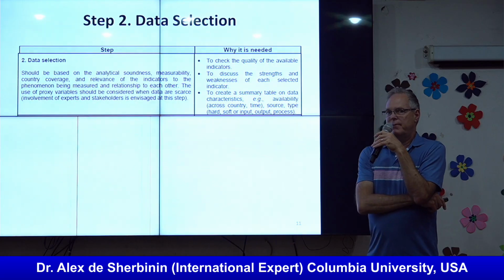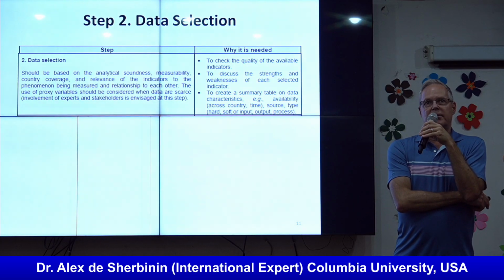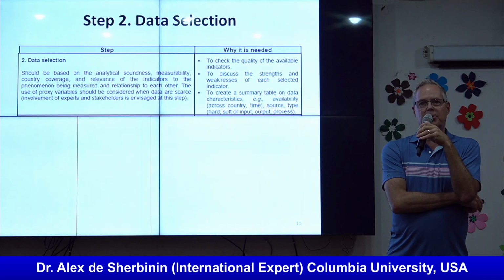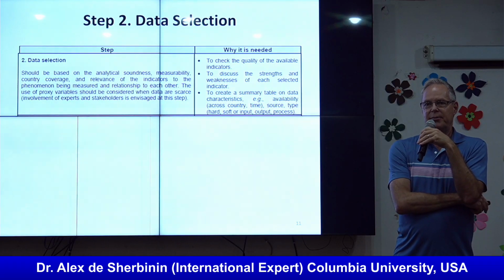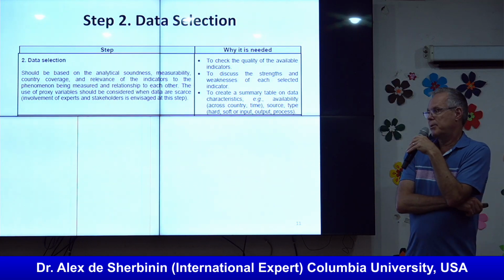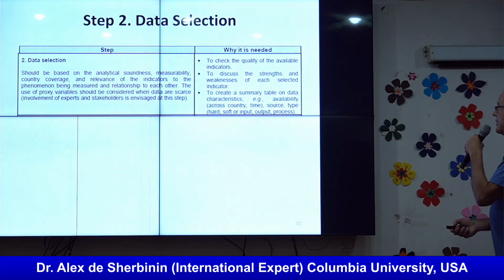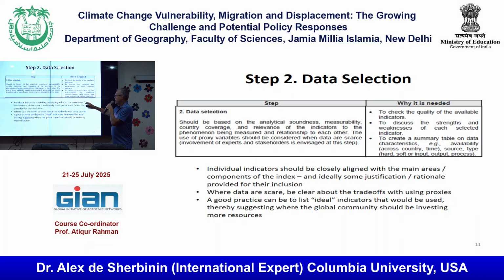So proxy variables are variables that, for example, a proxy for whether you live in a really rainy country or not might be the number of umbrellas per household. It's a silly indicator in a way, but obviously if you live in a really wet climate, you're going to have more umbrellas, and so that would be a proxy. So you want to check the quality of the data, and discuss the strengths and weaknesses of each data set. Individual indicators should be closely aligned with the main areas of the components of the index.